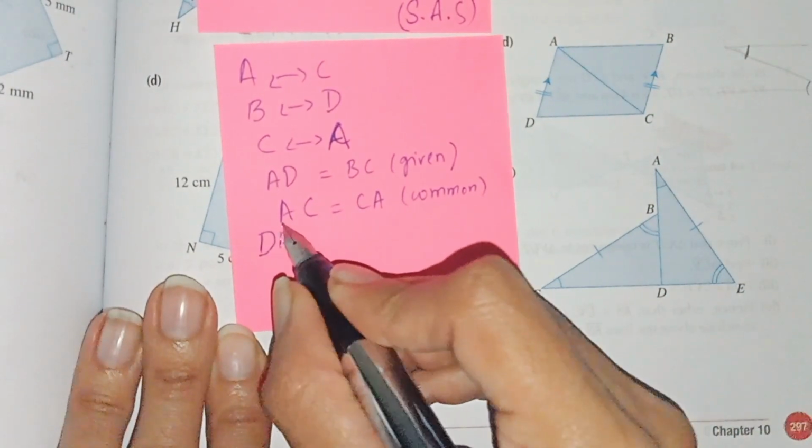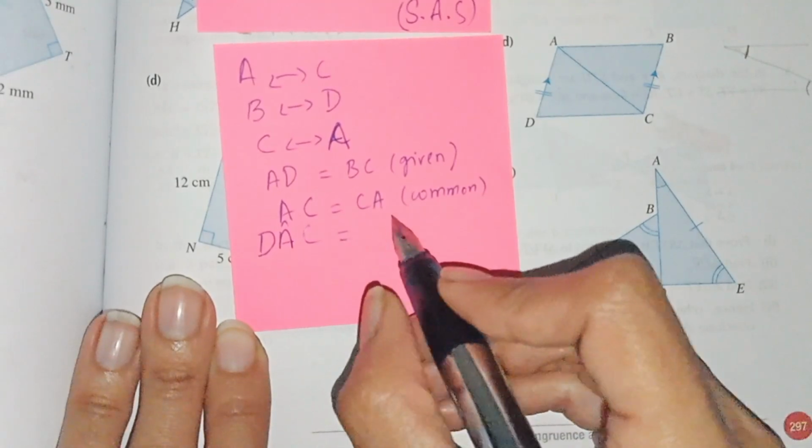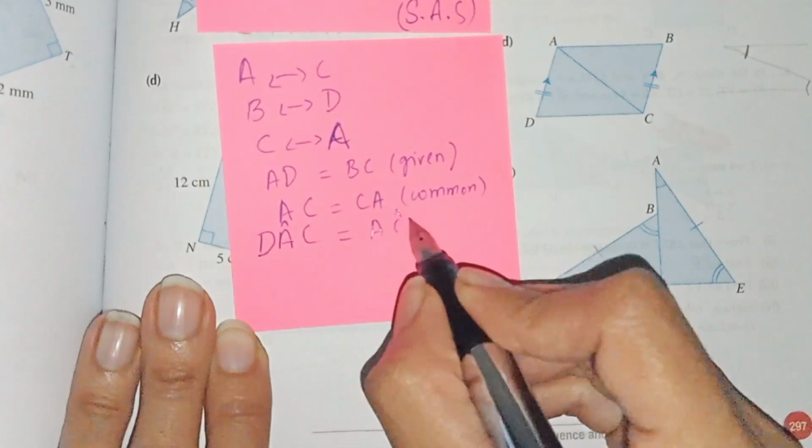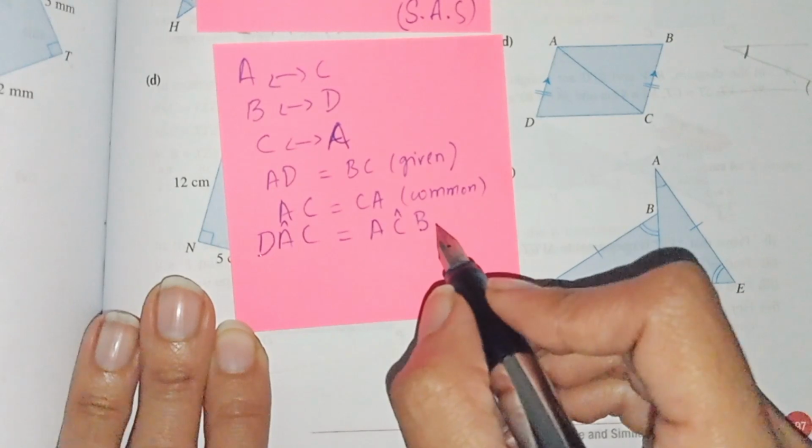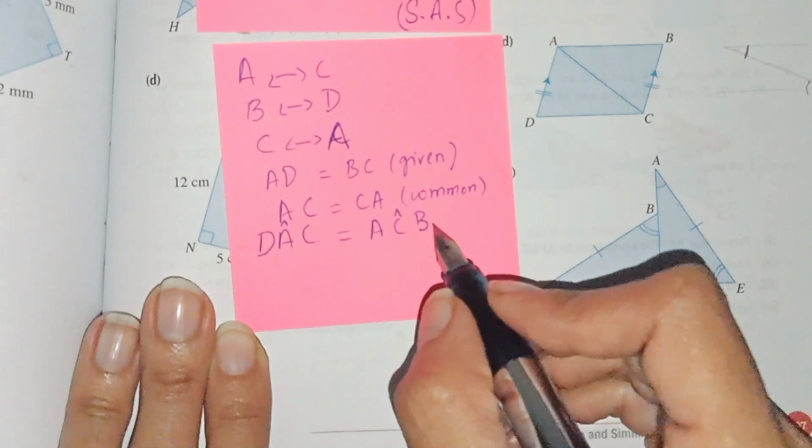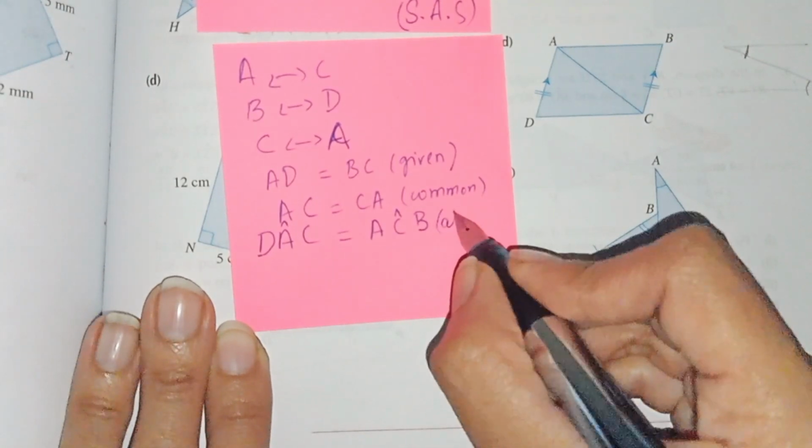Angle DAC is equal to angle ACB. Why are they equal to each other? Because they are alternate angles.